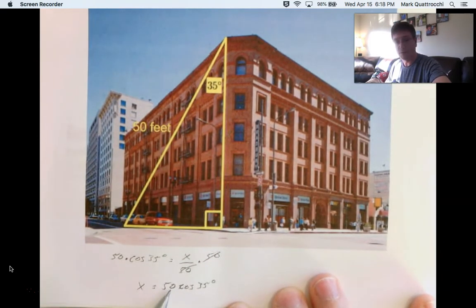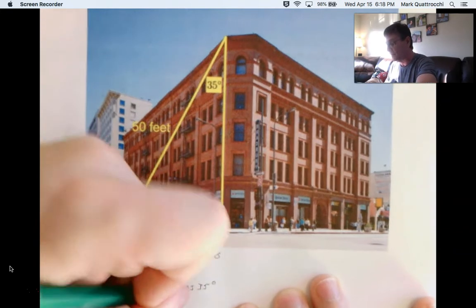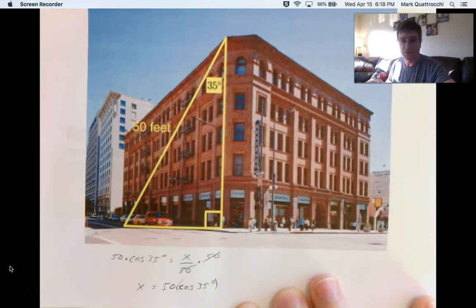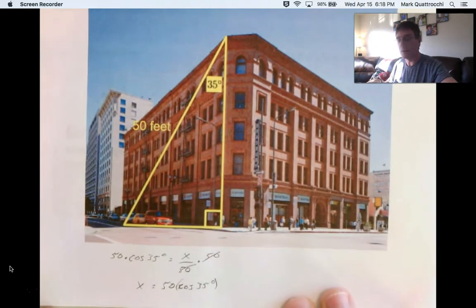Notice, I did not put the 50 after the cosine of 35 because you can easily get confused and think that you're multiplying the 35 times the 50. You are not. You're multiplying 50 times the cosine of 35, which is something that you put into your calculator. This is a number. Okay? It's a ratio. It's a fraction. Now, we don't know what that fraction is off the top of our heads. We're going to use a calculator, and we're going to multiply it times 50.